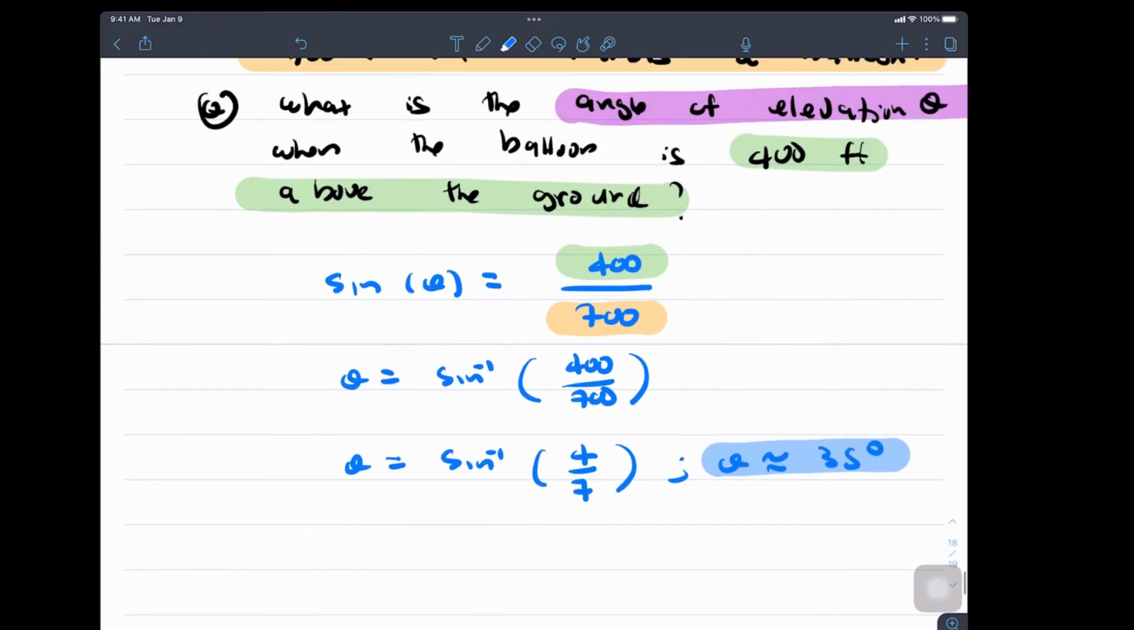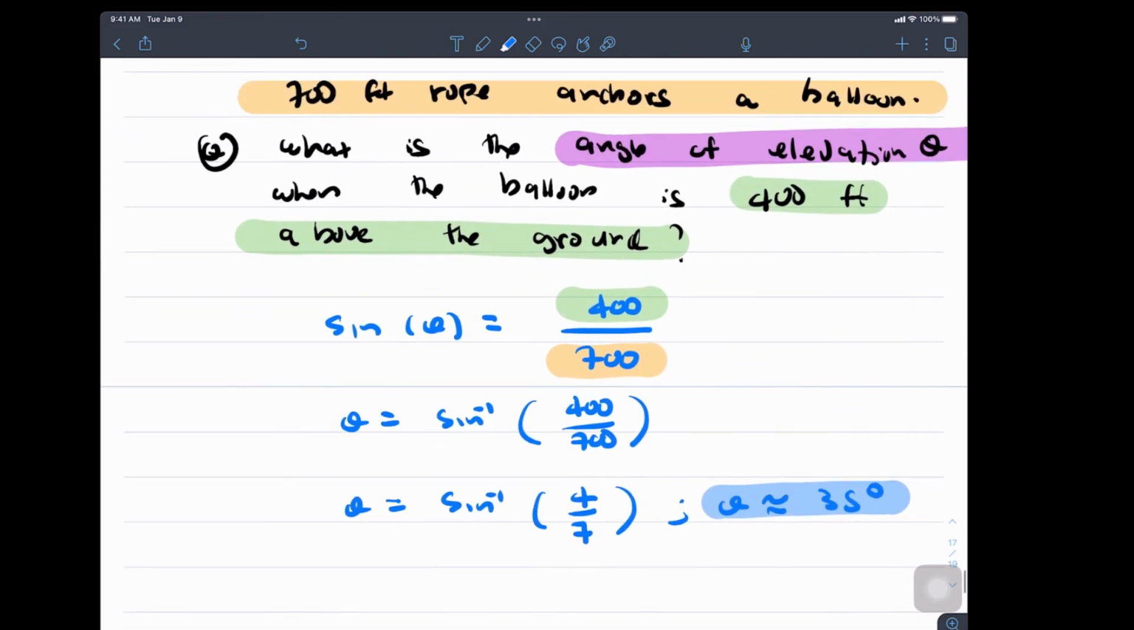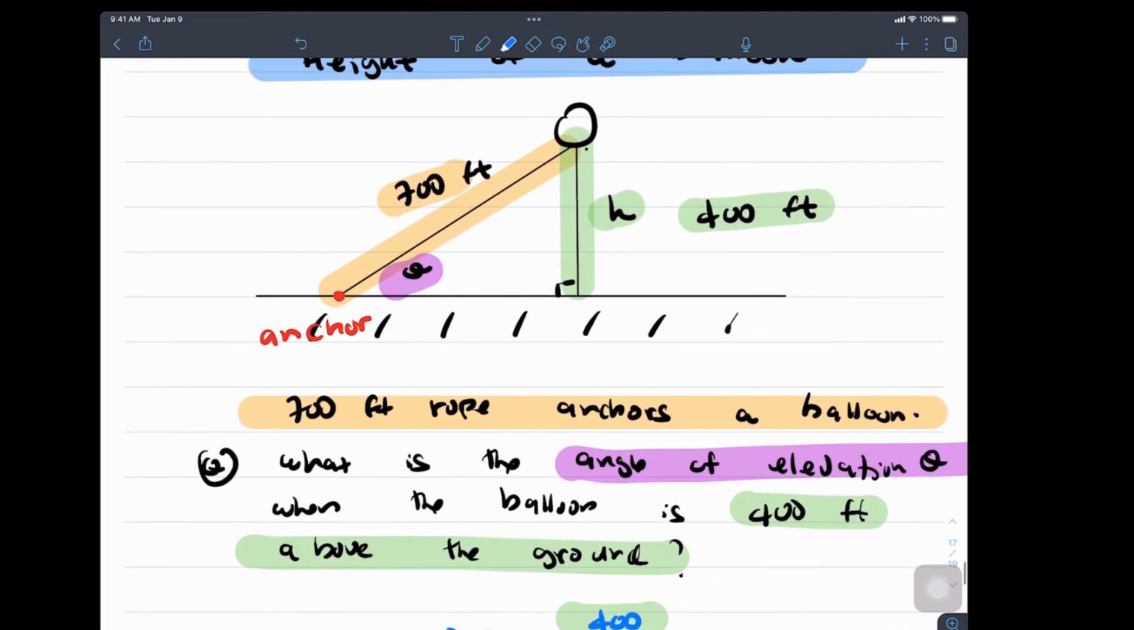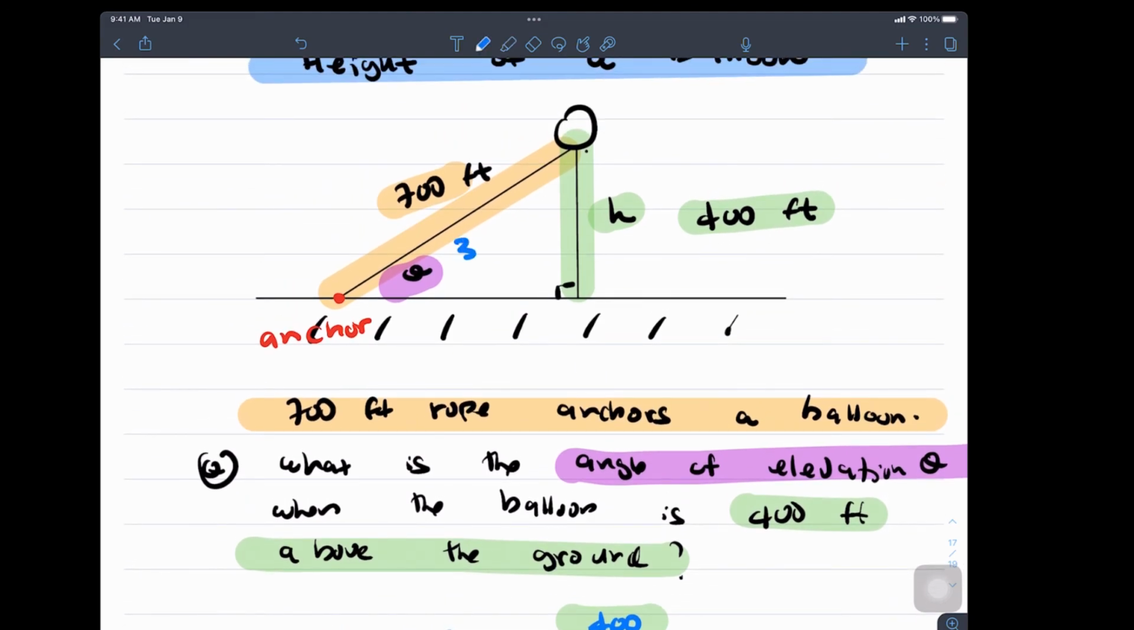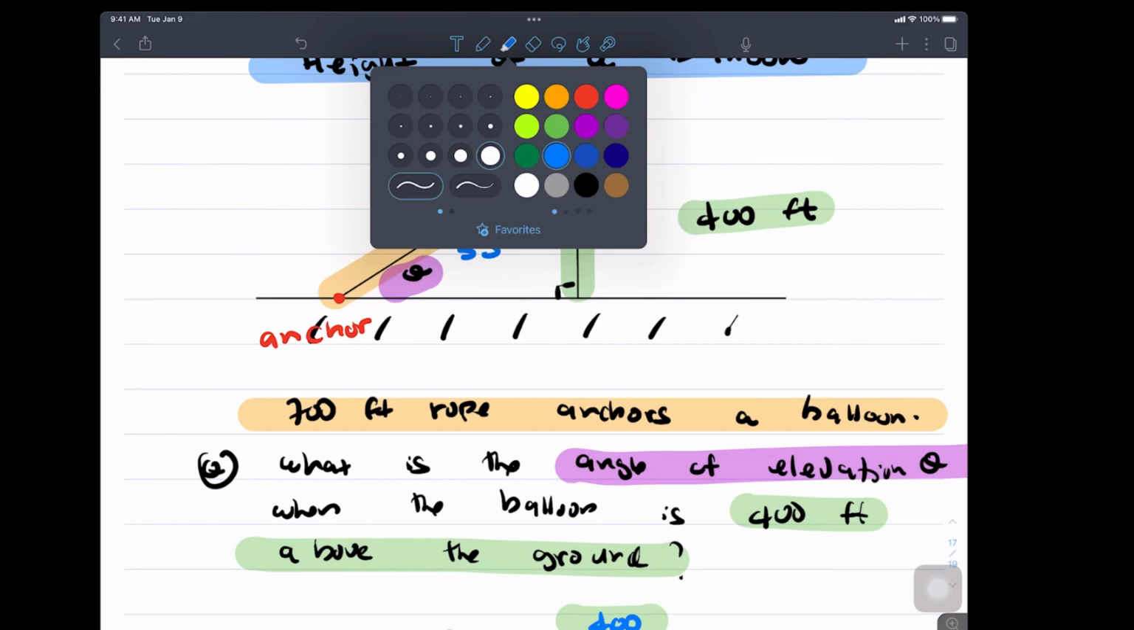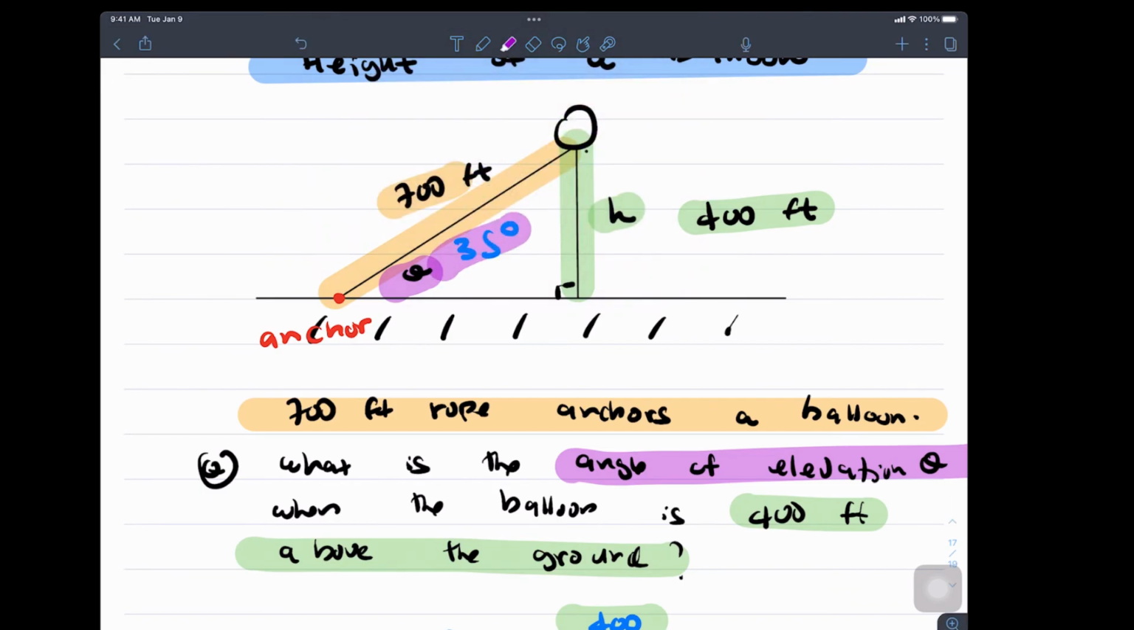Okay, this is how we use the inverse sine information to find out that this angle must be what? 35 degrees. And I guess I colored it purple, so let's color it purple. So it has to be a 35-degree angle. Easy breezy, lemon squeezy.